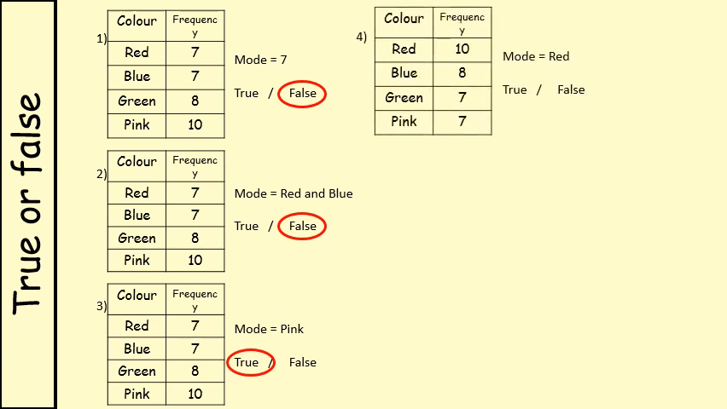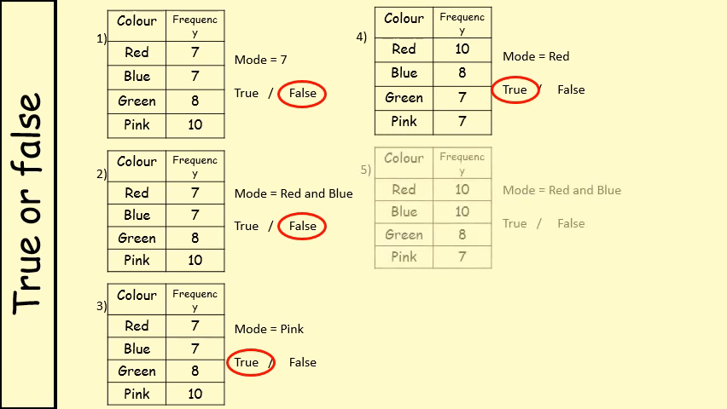Okay, so we've got a slightly different set of data now. So our colours are red, blue, green, pink. Our numbers are different. Our mode is stated as red. Is this true or is this false? We can say this is true because red has 10 and that's the highest number in our table.